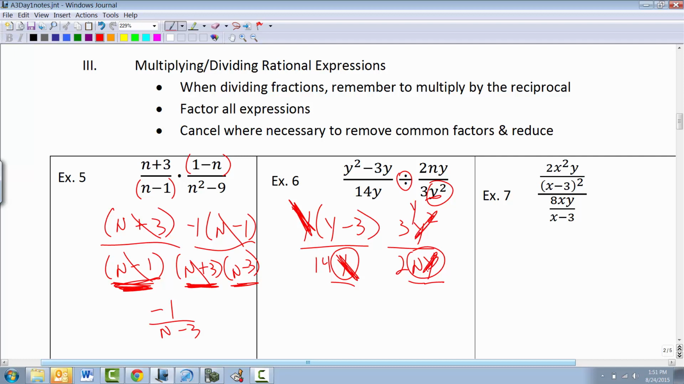Now this gets ugly. Your final answer is actually 3y times y minus 3 up in the numerator over, and then it's just 14 times 2. And the reason 28 doesn't cancel with the 3 is because 3 doesn't go into 28. 3 doesn't go into 14. 3 doesn't go into 2. But if it did, you better cancel it. And there's also an n down there. So that is the simplified final answer.